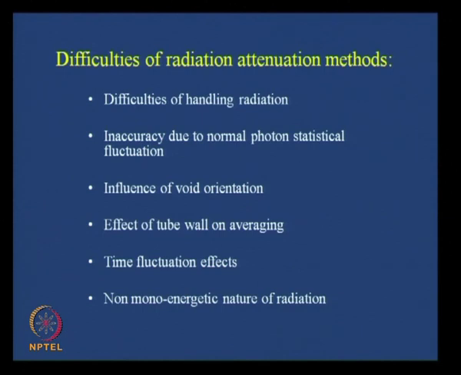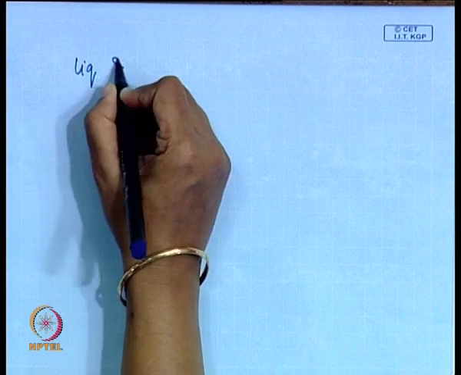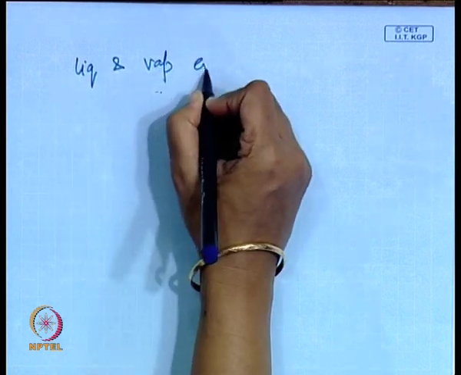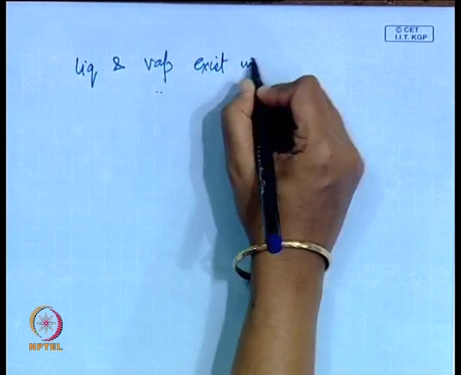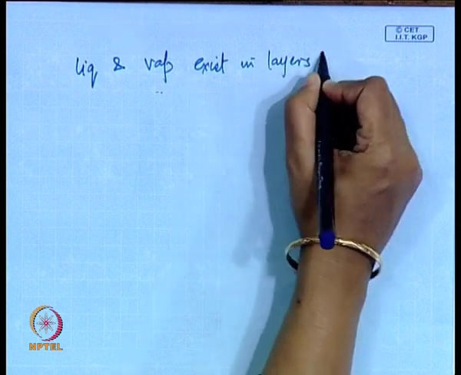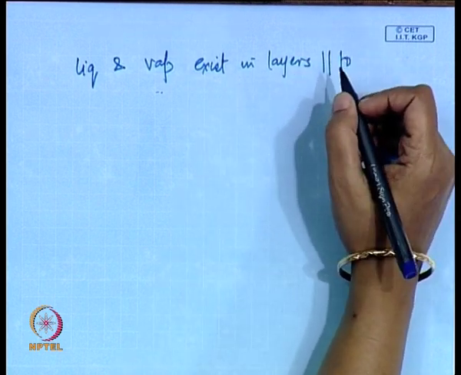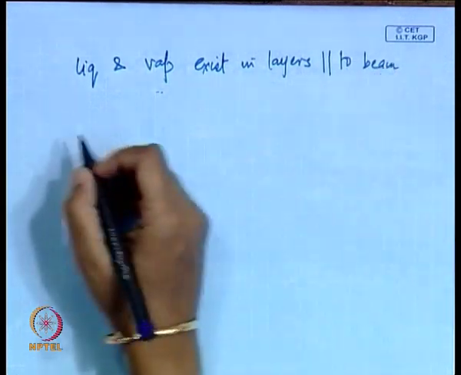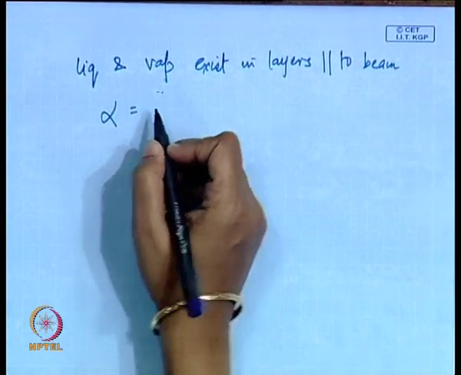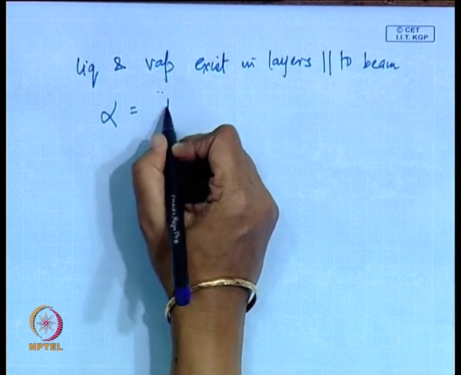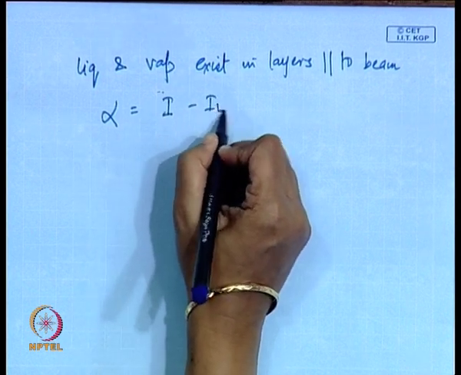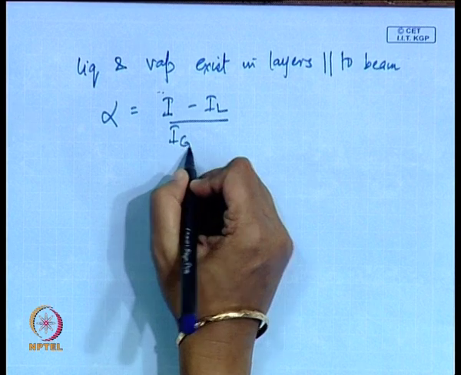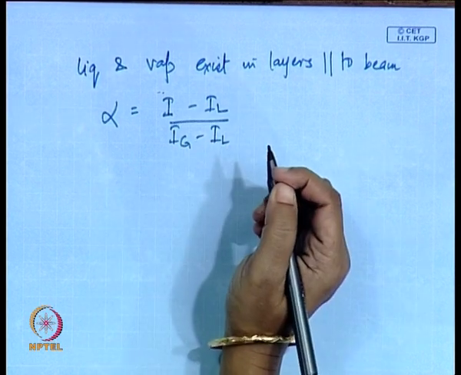Usually people have found out that when the liquid and vapor exist in layers parallel to the beam, under that condition alpha becomes equal to (I minus IL) by (Ig minus IL).